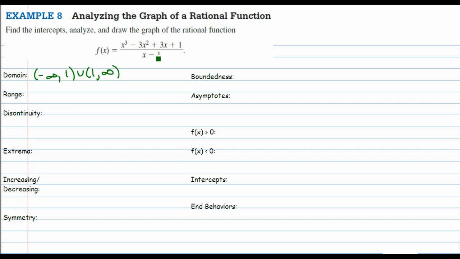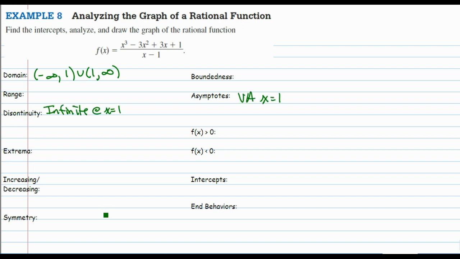I need to see if positive 1 also makes the numerator equal to 0 in order to find out if that would be an infinite discontinuity or removable discontinuity. So 1 cubed minus 3 times 1 plus 3 times 1 plus 1. So 1 minus 3 is negative 2, plus 3 is positive 1, plus 1 is 2. So positive 1 does not make the numerator 0 as well, so therefore positive 1 would be an infinite discontinuity as well as a vertical asymptote.